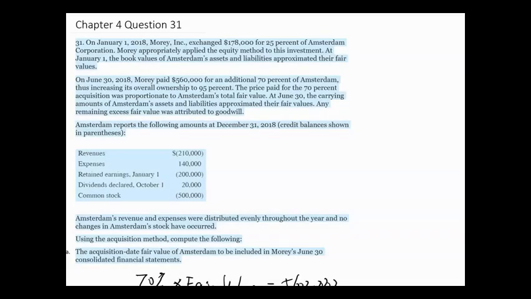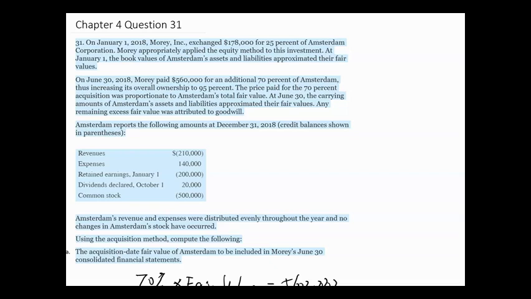Question 31. This question is about a parent company using multiple acquisitions to acquire a controlling interest of the subsidiary company. Okay, so here's the question. On January 1st, 2018, Maury Inc. exchanged $178,000 for 25% of Amsterdam Corporation. Okay, so 25% is only a non-controlling interest.